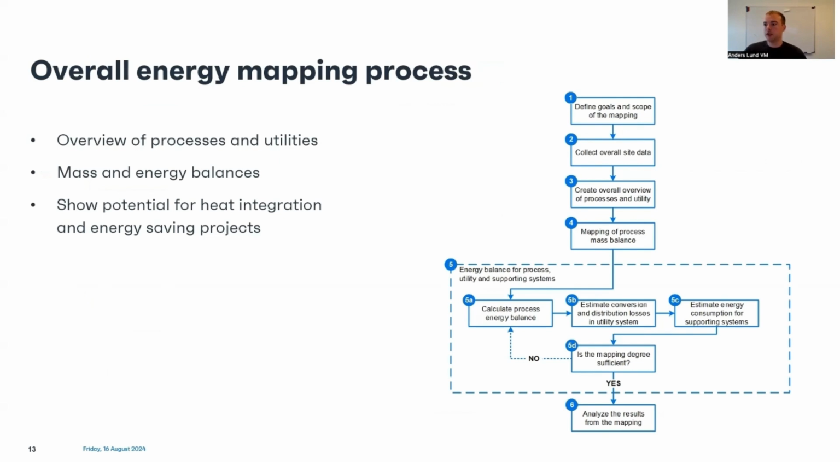Here you see another flow chart, stating the workflow of the whole energy mapping part. In the beginning, you have to define all the goals and the scope of the mapping. So you have to know what you would like to use the energy mapping for. Then you have to go and collect the site data. And then you create an overall overview of the process. And then you map the flow of energy and mass streams. And then you analyze the data at the end.